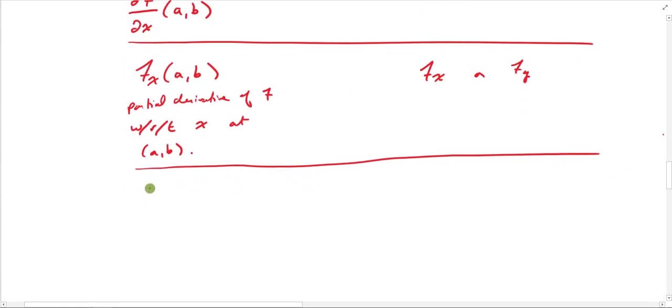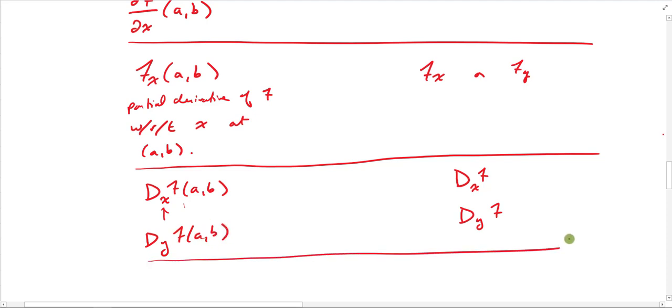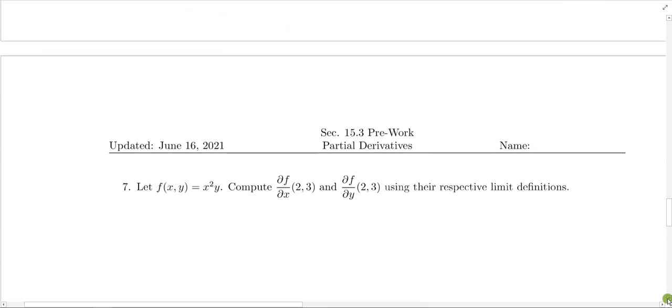Okay. There's some other notation, and I'll show you that here. We could say d sub x of f at a, b. So, excuse me, let me write it this way, d sub x of f of a, b. This is the partial derivative with respect to x of the function f at the point a, b. Or we might just write d sub x f. This is the partial derivative of the function taken with respect to x, or d sub y f. Or here we could have d sub y of f of a, b. So these are our derivative notations that we'll be using, and we'll see that sometimes one form is more usable than another. Okay, so let's actually compute some partial derivatives here.